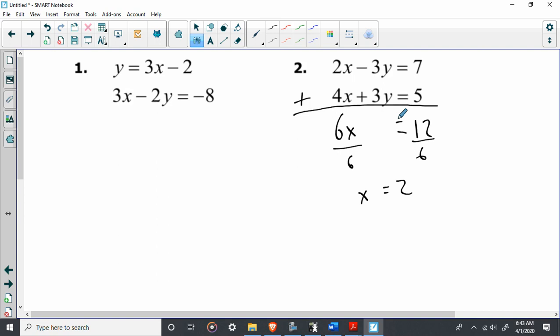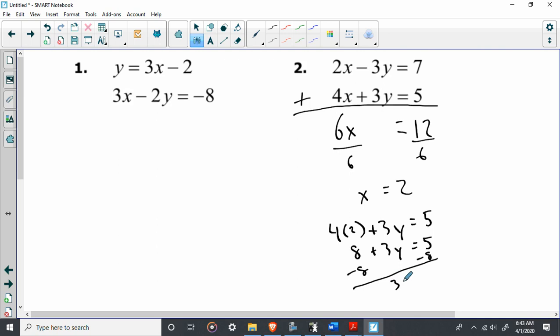Now, if I want to find y, I'm going to plug it back in here. 4 times 2 plus 3y is equal to 5. 4 times 2 is 8, and subtract 8 from either side. 3y is equal to negative 3. y is equal to negative 1. Very, very straightforward, okay?